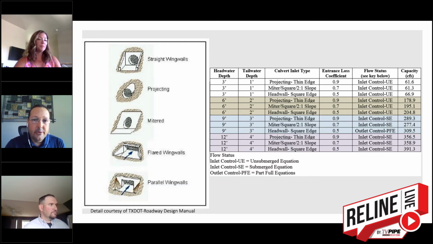So back to the hydraulic example. In working that example of 72-inch corrugated metal, we could figure out what a capacity could be based upon a number of assumptions. Headwater and tailwater depth play a role in whether something is inlet or outlet control. As you can see in the next to last column, most of the times in the example, with these headwater and tailwater depths, we were inlet control, but one time we were in outlet control.